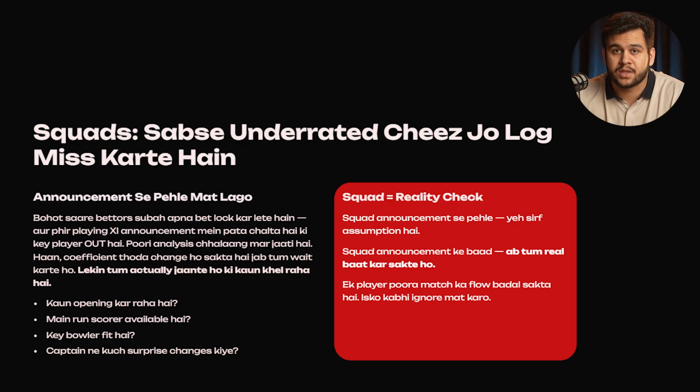Here you need to look with simple eyes. Who opens the game? Who should score the main runs? Who will bowl in the important moments? Does the team have replacements? Is everything standing on one player? Lineup is a reality check. Before the lineup, we only have an assumption. After the lineup, we can talk more seriously about it.